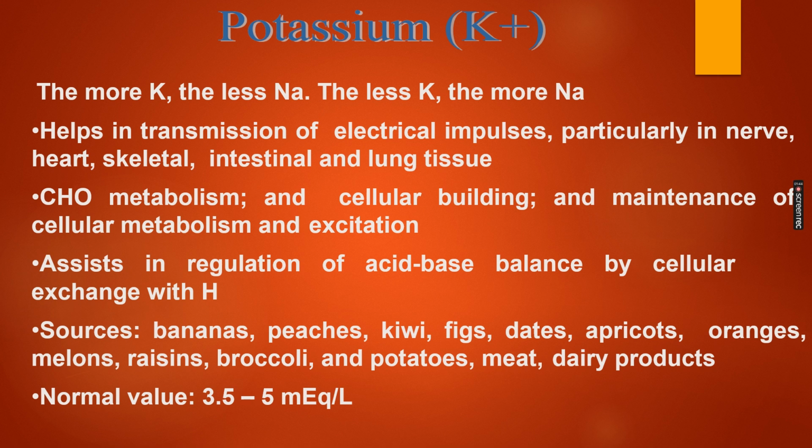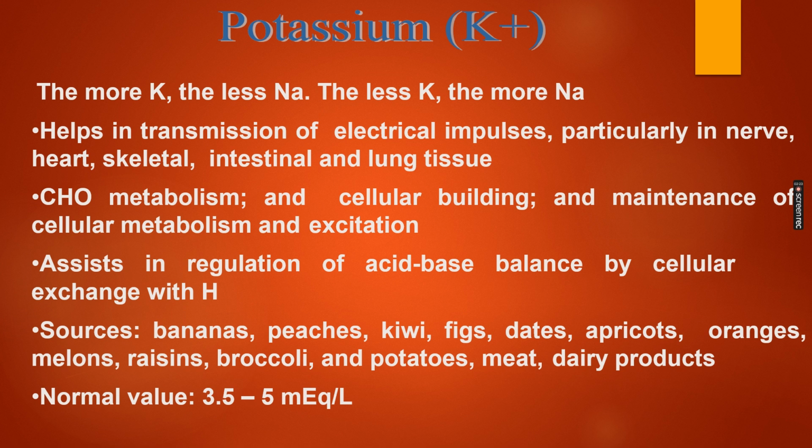And for nerve signal transmission, potassium is involved in generating and transmitting nerve impulses, which is necessary for reflexes and voluntary movement. It also helps in carbohydrate metabolism, cellular building and maintenance of cellular metabolism and excitation. It also assists in regulation of acid-base balance by cellular exchange with hydrogen. Sources of potassium: bananas, peaches, kiwi, fig, dates, apricot, oranges, melons, raisins, broccoli, potatoes, meat, and dairy products.